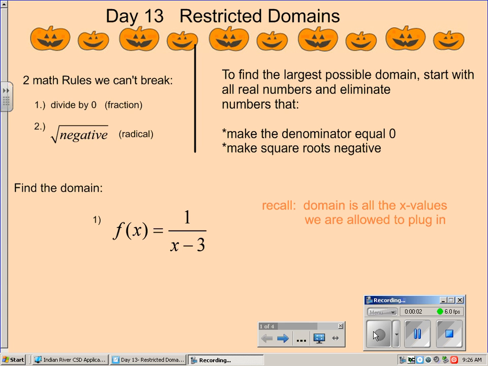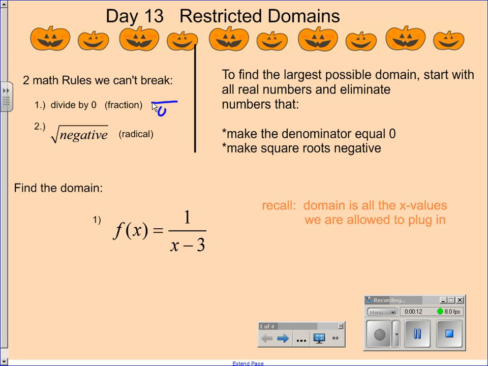All right, day 13, restricted domains. Remember, there are two math rules that we cannot break. You cannot divide by a zero, so you cannot have a fraction with a zero below, and you cannot have a negative underneath a radical, but only the even roots. If it's odd roots, you can have a negative underneath. So like this one is the square root, so it's a 2, or the fourth root, or sixth root. So only even roots, you cannot have a negative underneath.